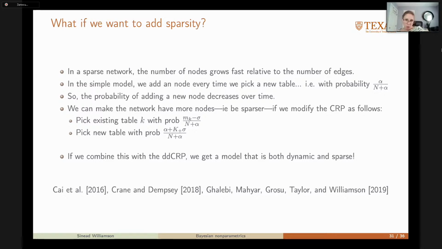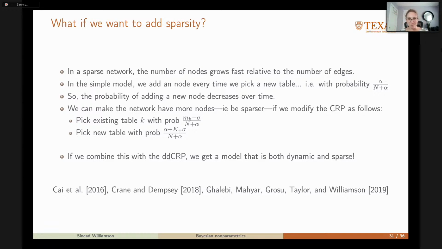If it's 0, then we just have our Chinese restaurant process. But if it's greater than 0, it's taking away probability from those existing tables. So let's say we've got k plus tables so far, so k plus nodes in our network. That means we're going to pick a new table or a new node with probability proportional to alpha plus the number of tables we've got times sigma.